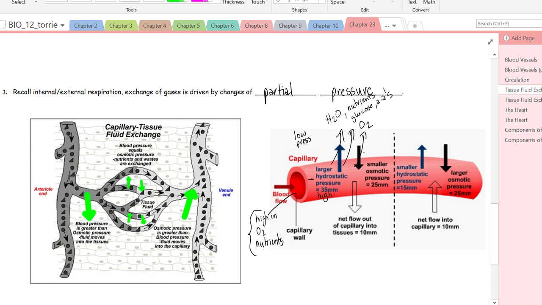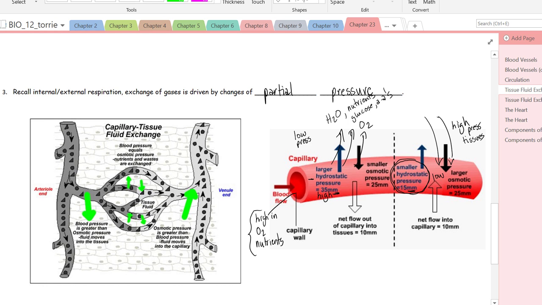And as the blood starts to lose all those solutes, you can see that the hydrostatic pressure of the blood would start to drop. 35 millimeters of mercury on this side, 15 millimeters of mercury on this side. So now we've got a smaller hydrostatic pressure inside, larger osmotic pressure in the tissues. So we've got high pressure now in the tissues coupled with this lower pressure inside the vessel, and we start pushing things out.